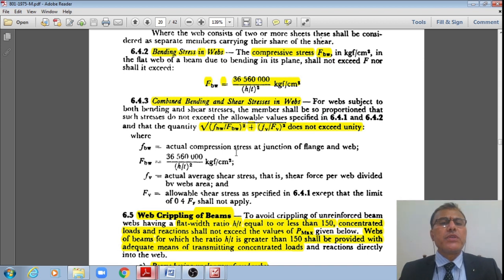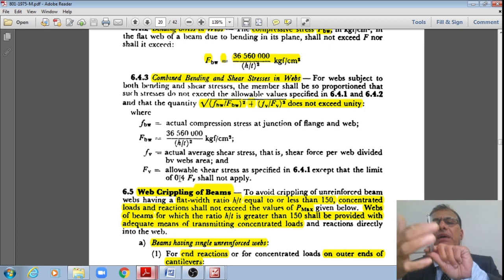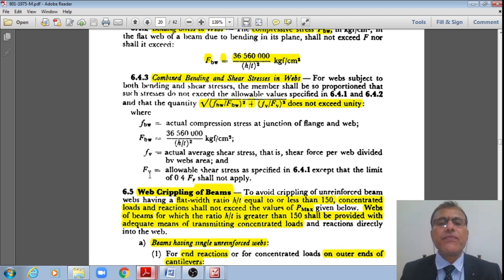And FBW is equal to 36,560,000 divided by (h by t) whole square kg force per centimeter square, and FV is the actual average shear stress in the web divided by the web area, and capital FV is the allowable shear stress, as we have just seen. However, in any case, it cannot be greater than 0.4 Fy.